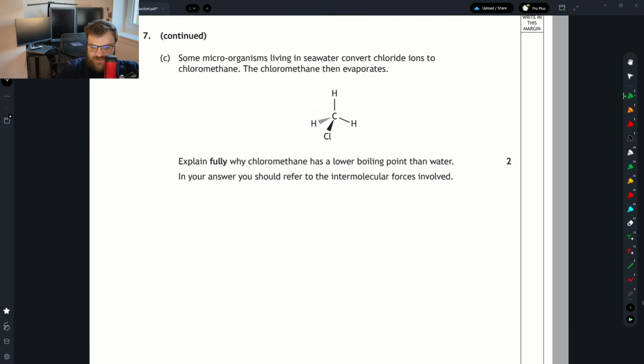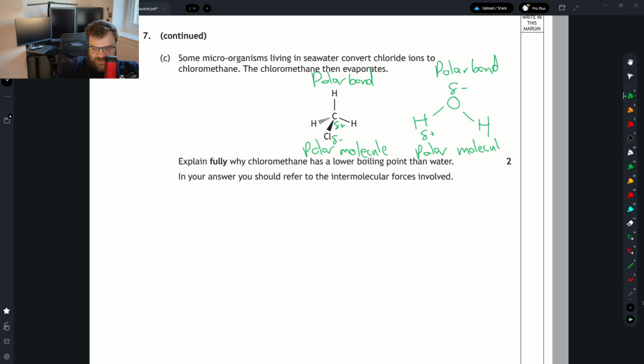Next one, we have to compare this chemical to water. They have both got polar bonds because they've both got a difference in electronegativity. They are both polar molecules because they're both non-symmetrical. Polar bond, polar molecule. Now, the reason this is important is this means they will have either permanent dipole to permanent dipole interactions or hydrogen bonding.